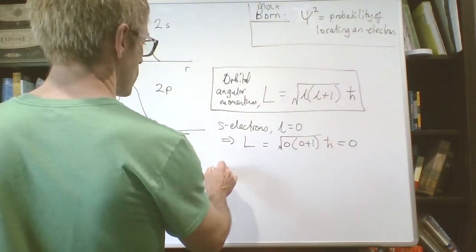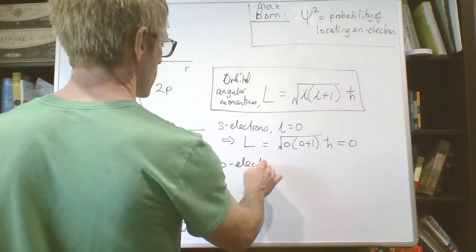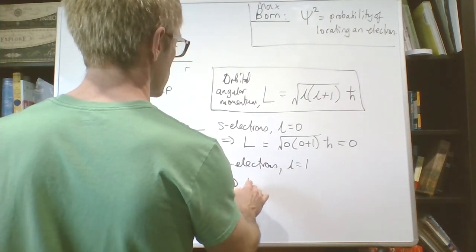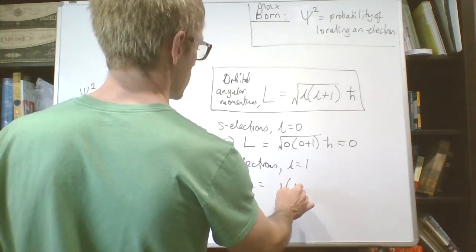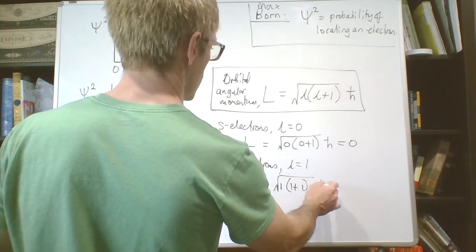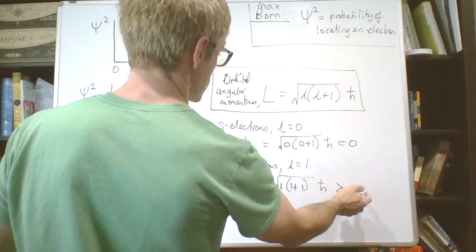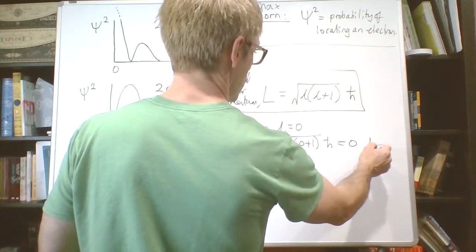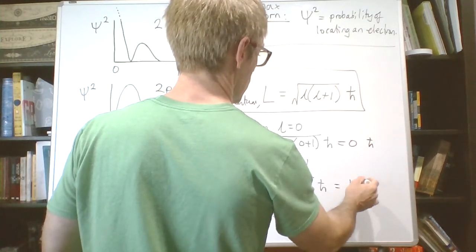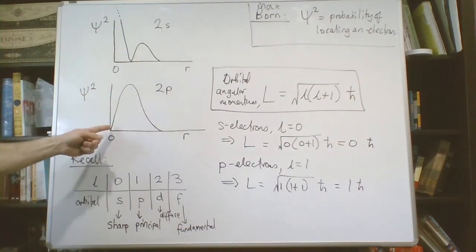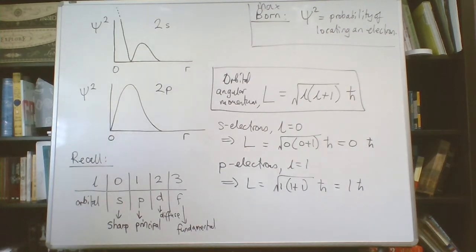For p electrons, obviously l is 1. So l is 1, 1 plus 1, times h bar, which is a multiple of h bar. So here we're just setting units of h bar. So clearly you are noticed by the nucleus and you can no longer penetrate the nucleus.